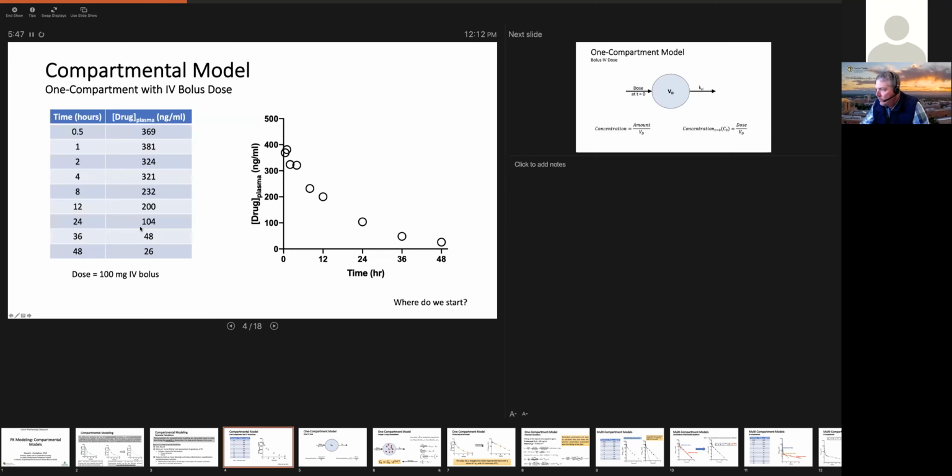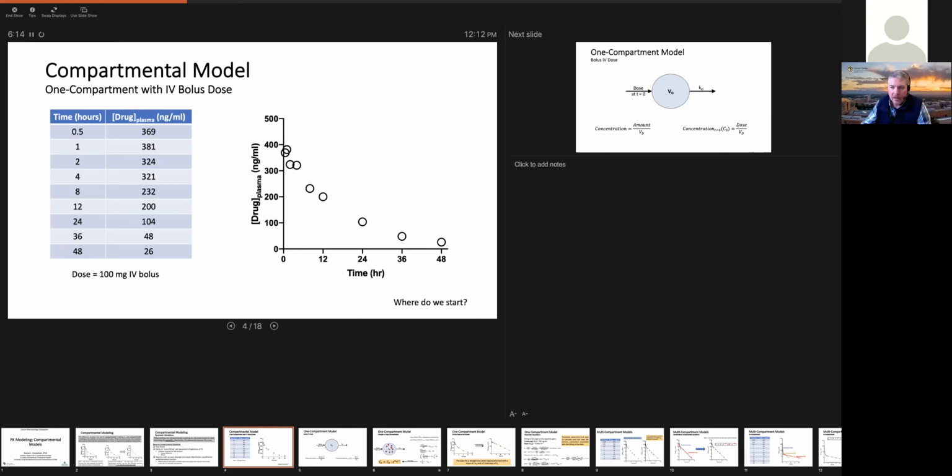So let's start with some data. So here's some data that you may get. So you do a PK study, you get some plasma, you send it to the lab, we measure it, and we send you the data back. And you graph it, and it looks like this. And that's always where you start. You need to graph it. You look at that and you go, okay, what do I do with that? Is this compartmental or non-compartmental?